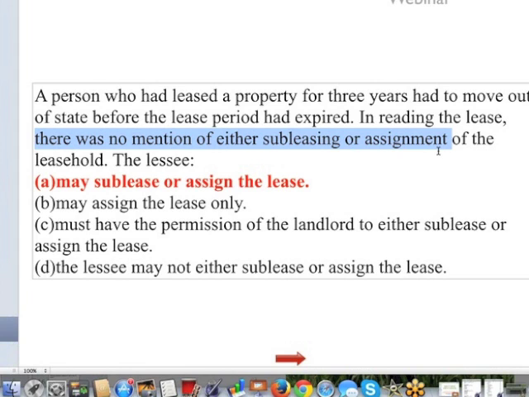But like we said, typically a landlord would say, I don't trust this new person. I don't know them, so you can't do it without my permission. So I'm going to put in the lease agreement, don't sublet or assign without letting me know. But in this question, there's no mention. Tricky, right?